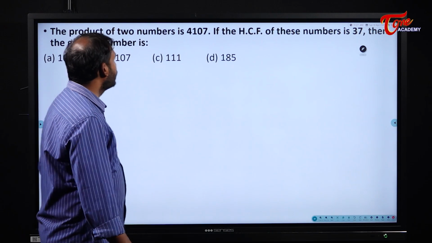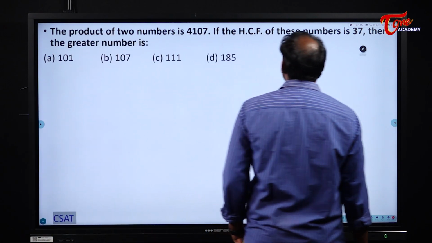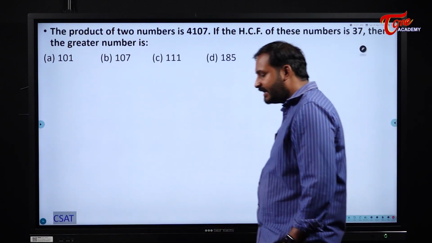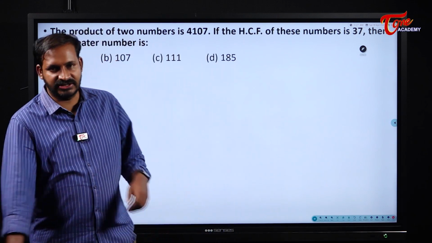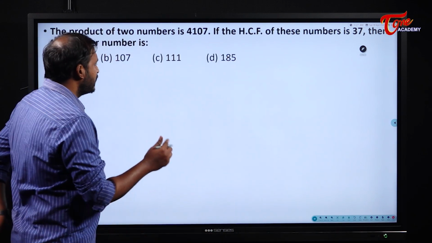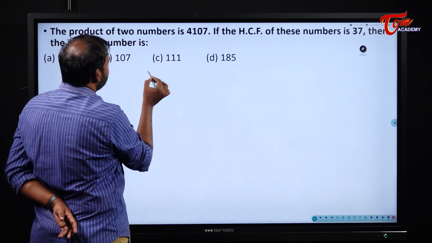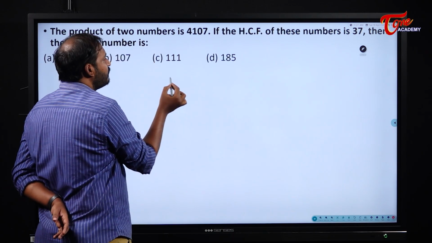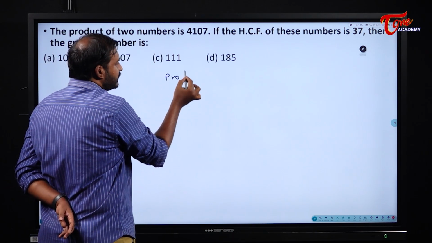Now see here, the product of two numbers is 4107. If the HCF of these numbers is 37, the greater number is. Now see here, students, first of all we will write the given: the product of two numbers is what? 4107. Product is what?